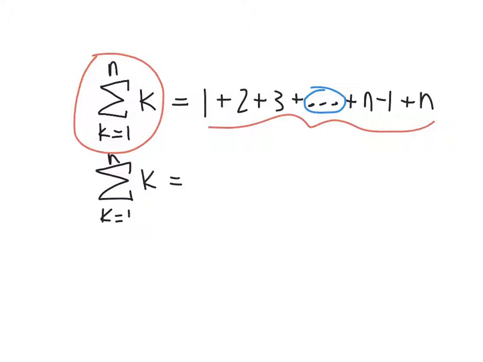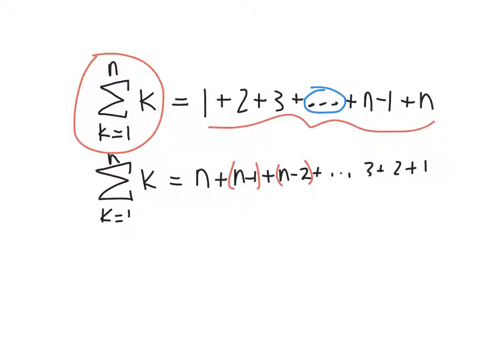But since I know that addition is commutative, can't I just reverse this list? Isn't the sum of the first n integers the same as adding them backwards? So the first one would be n, the next one would be n minus 1, the next one would be n minus 2, and so on, all the way down to 3 and 2 and 1. So I'm just listing this thing backwards. Now remember, these are the terms here, and so this is another way to write out the value of this sum.